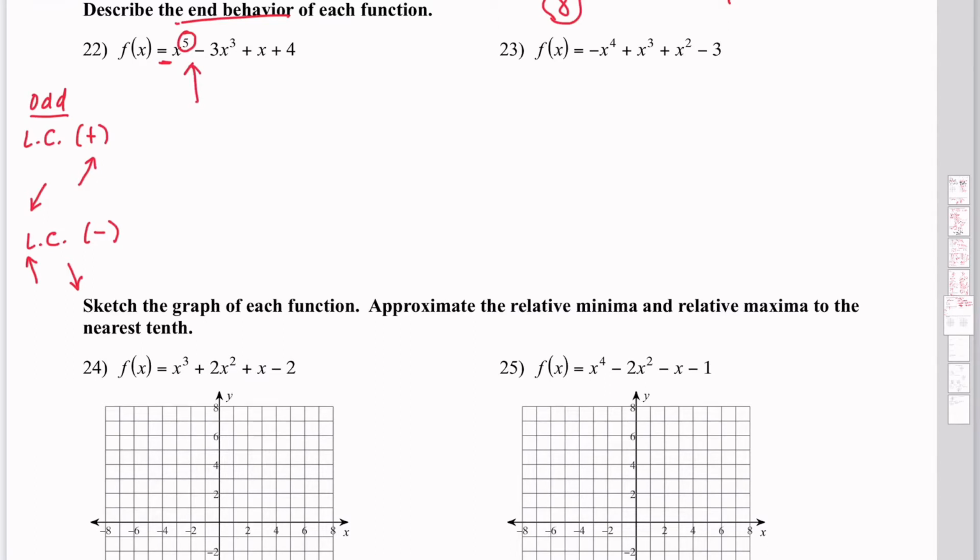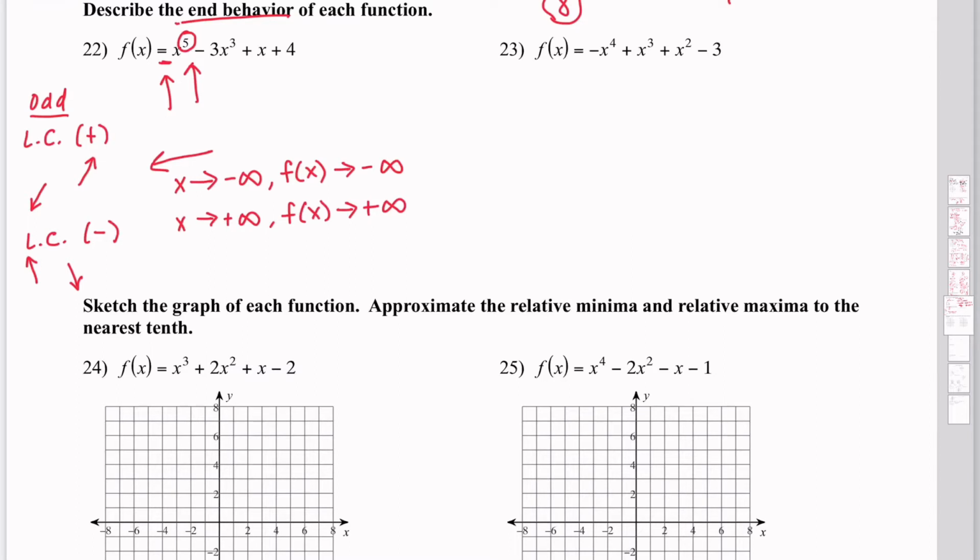Referring back to our problem, we already established that this was an odd function because the highest exponent is 5, and the leading coefficient is positive. There's a positive 1 in front of that x to the 5th power. So our end behavior should look like this. So how do we write that properly? We would say, as x is approaching negative infinity, our f of x or our y is also approaching negative infinity. And as our x is approaching positive infinity, our f of x or y is approaching positive infinity.